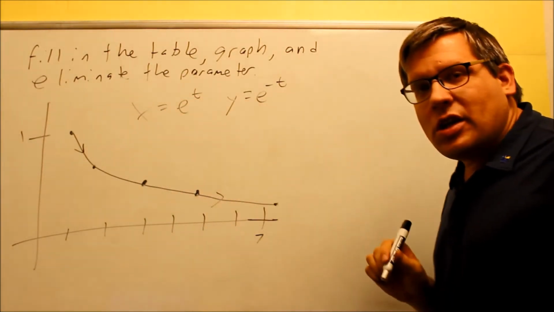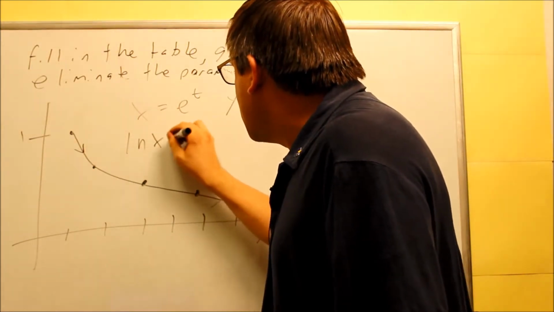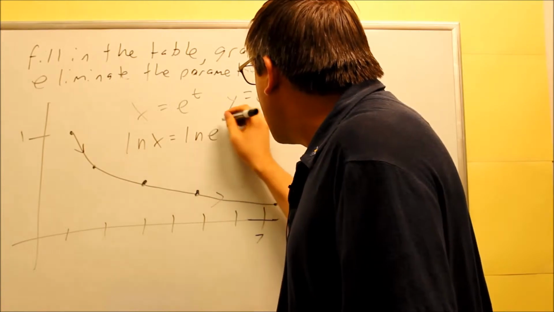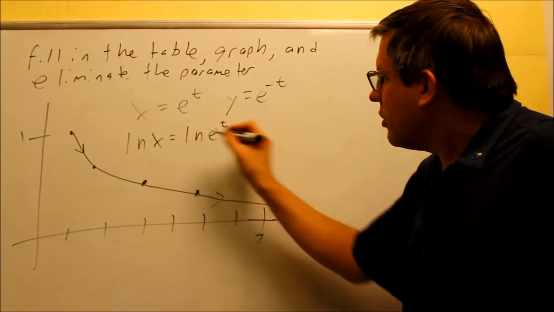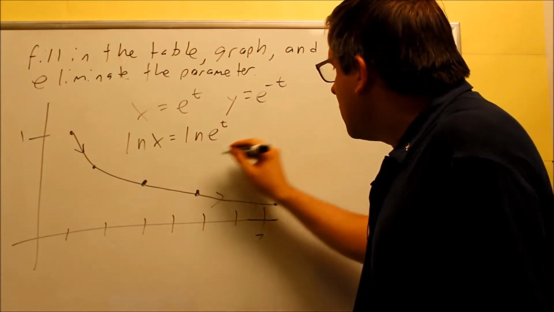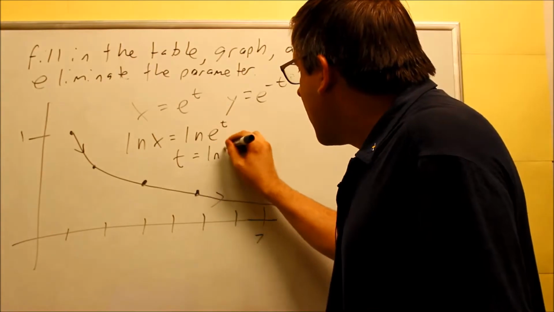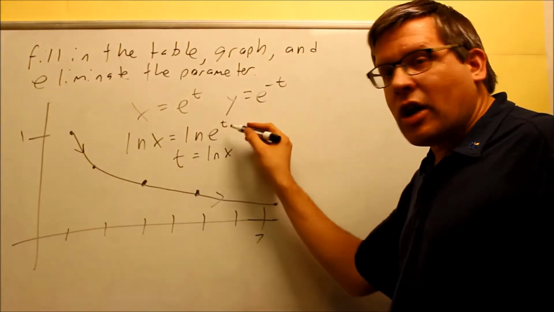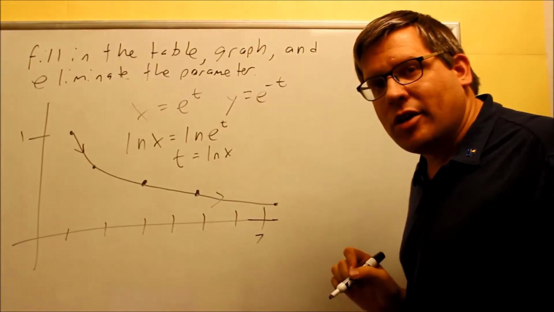Now, in order to solve for t here, the best thing to do is to take the natural log of both sides. And I'm doing that because natural log on e is going to cancel out. So by doing that, I end up getting that the t value is equal to ln x. Again, ln e cancels out, you just get t by itself, and then you have ln x left over here, so that's our t value.